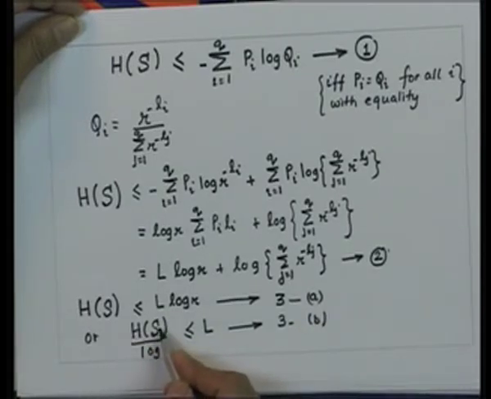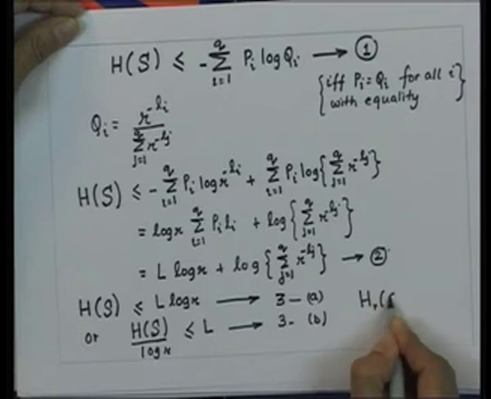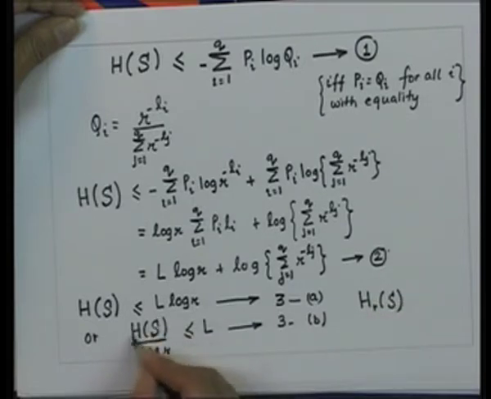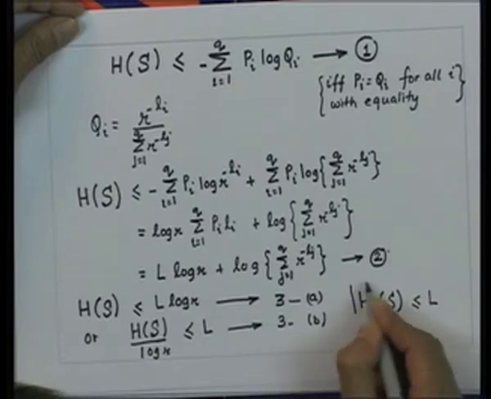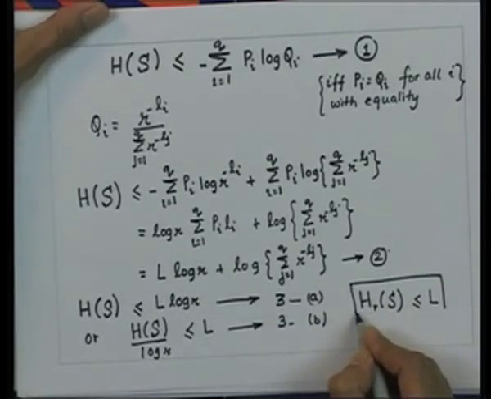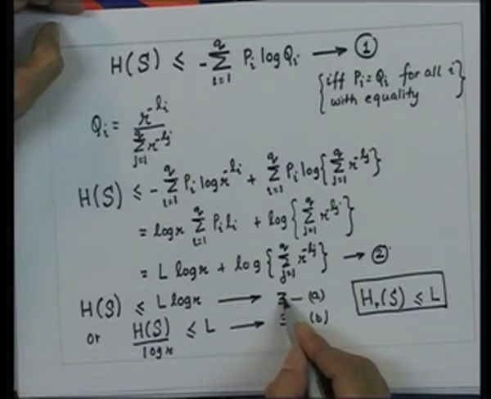Hs is measured in bits, and L is the average number of R-ary symbols we use to encode S. Now, if we measure the entropy in R-ary units, then equation 3 can be written as H_R(S) less than or equal to L. Now, it should be noted that equation 3 constitutes a milestone in our study of information theory.